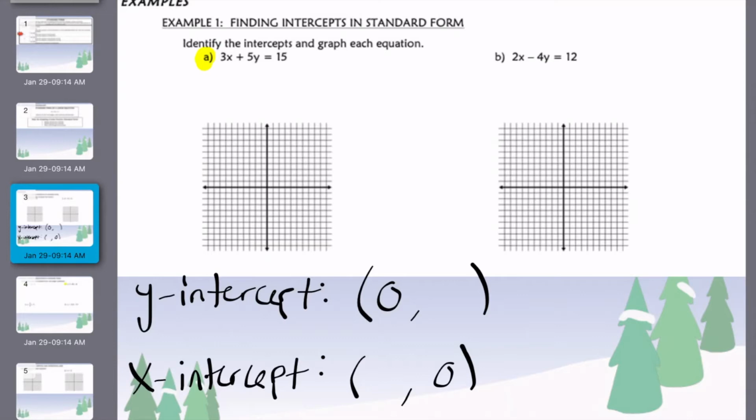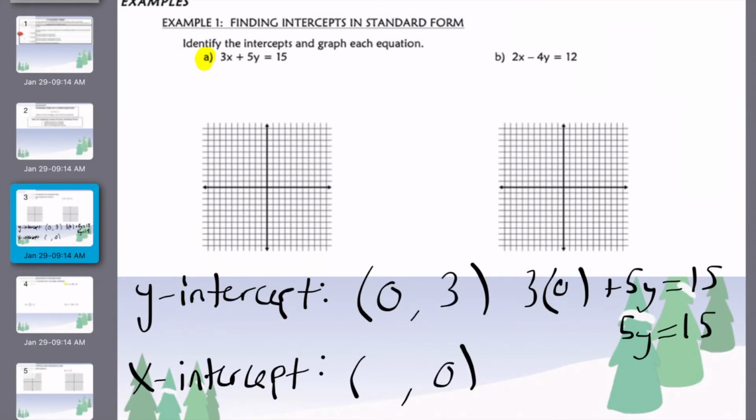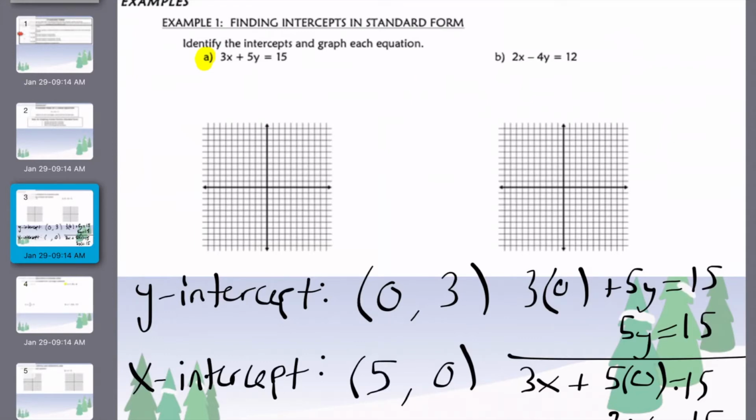So for my y-intercept, that means my x value is 0. So this is like 3 times 0 plus 5y equals 15, or 5y equals 15, and I think we all know that our y value is going to be 3 there. Same process needs to happen for my x-intercept. It's going to be 3x plus 5 times 0, because my y value has to be 0 for an x-intercept because it's on my x-axis. It's not going up or down at all, equals 15. 3x equals 15, and I think we all know that our x value is going to be 5 there.